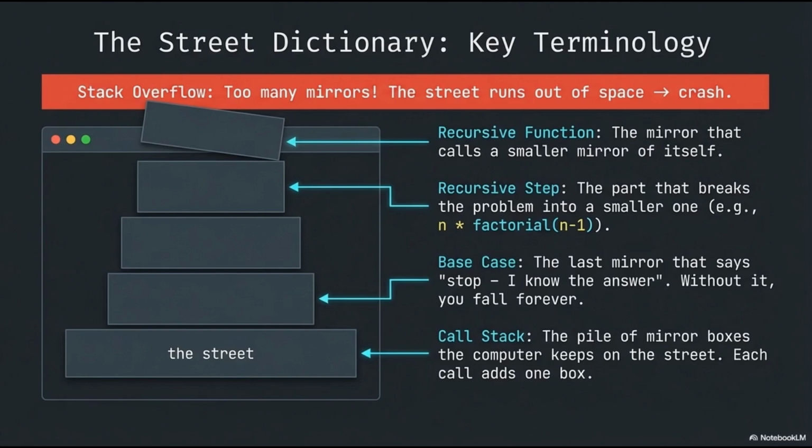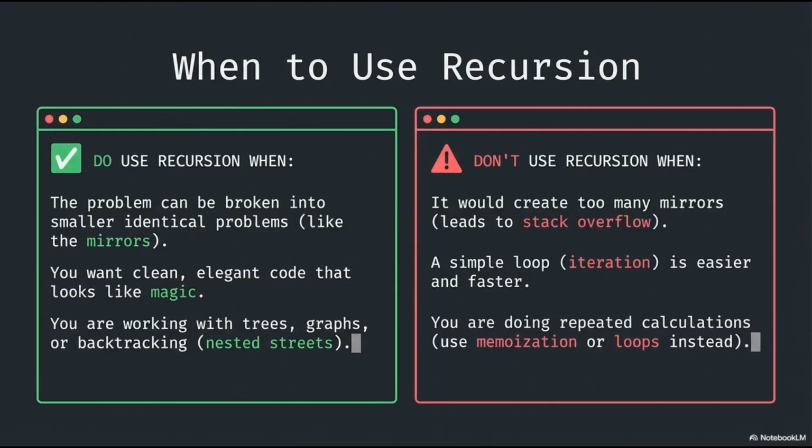So let's connect our little story to the actual code. The mirror itself, that's your recursive function. The act of looking into the next smaller mirror, that's the recursive step, the part of the code that calls itself. And that final mirror at the very end, the one that tells you to stop, that is so important. It's called the base case. Without it, you'd walk into the reflections forever. The call stack, as we said, is the computer's map. And what happens if you go too deep? Well, the computer runs out of space to leave breadcrumbs, the stack overflows, and bam, your program crashes. That's a stack overflow.